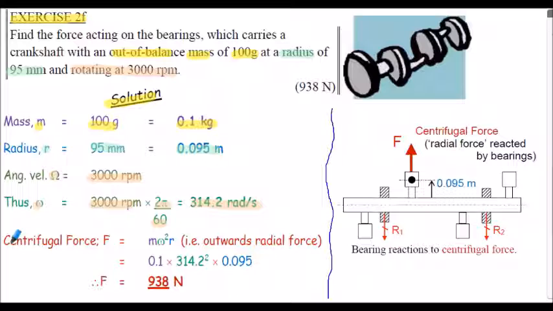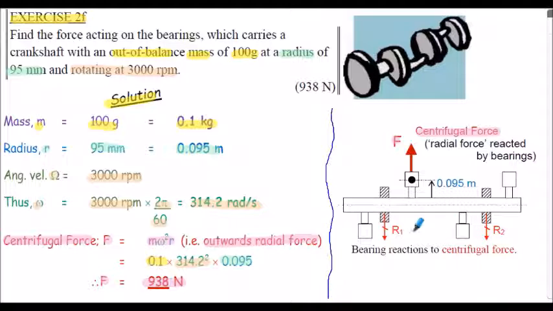So to calculate the force acting on the bearings, that will actually be the centrifugal force F, defined as m omega squared r. Now that's the outwards radial force. As always, there must be an inward seeking centripetal force to cause the out of balance mass to move with circular motion. But from Newton's third law, there will be an equal and opposite force, which we term the centrifugal force, shown here on my diagram. And that's what will have to be reacted by the bearings. Inserting the values from above, the centrifugal force is 938 newtons.